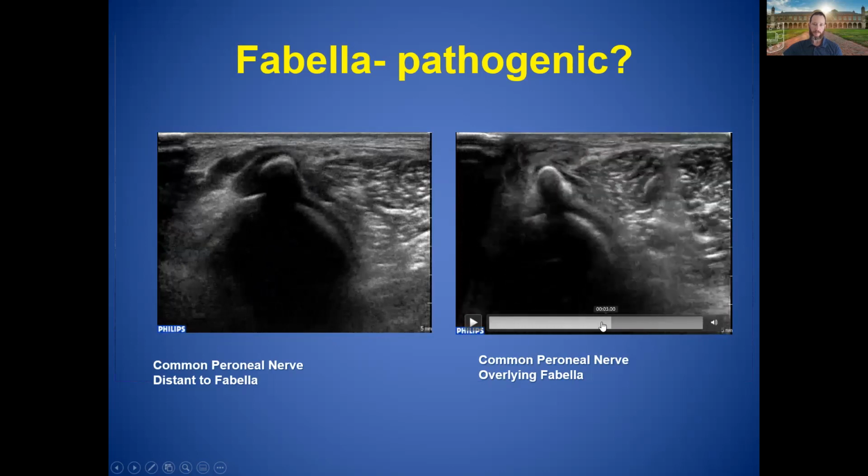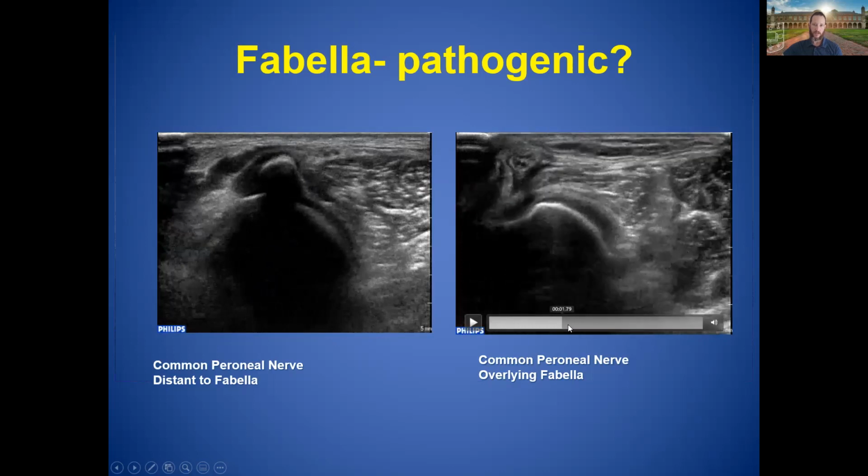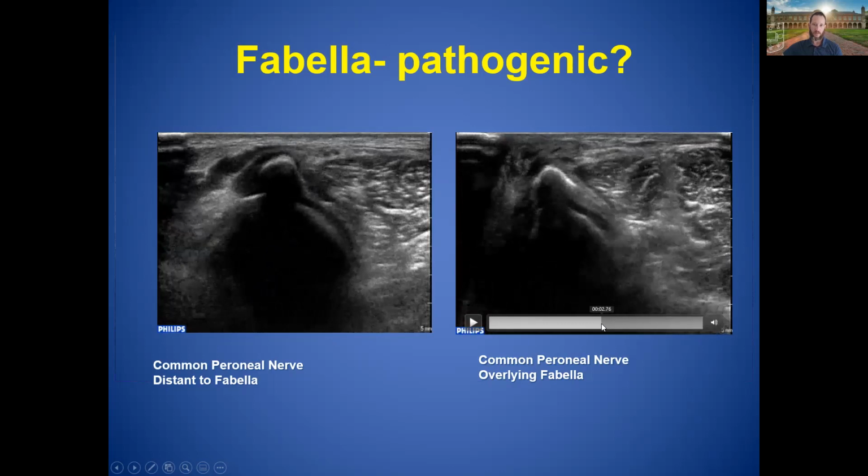I'll just show you that again more slowly. Here you can actually see the two little parts of the common fibular nerve here. And you can see the fabella is sort of dividing it. And when you put pressure with the ultrasound transducer, you can sort of evoke this. So it's not clear to me that the fabella is pathogenic. I think most of the time, if not all of the time, it's an incidental finding, but it is useful to be aware of.